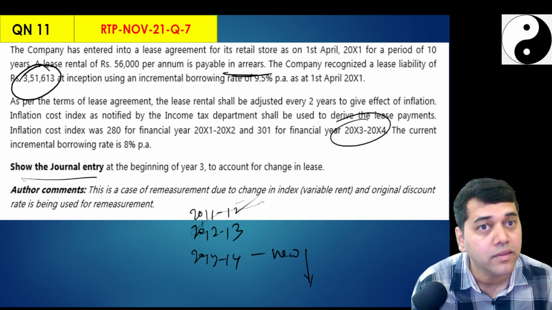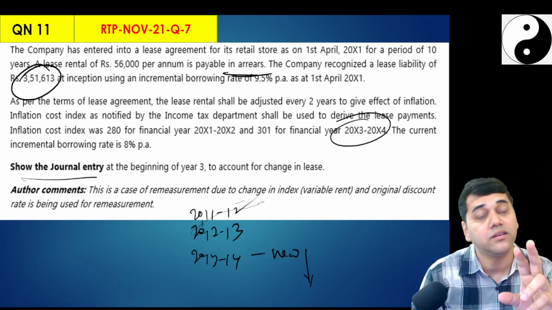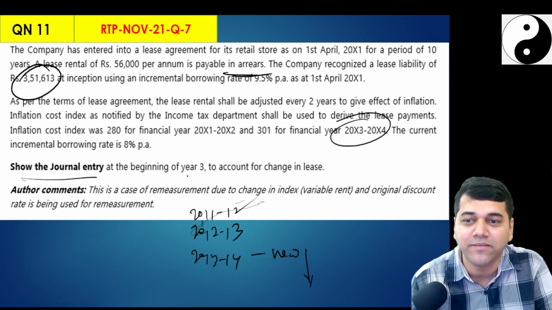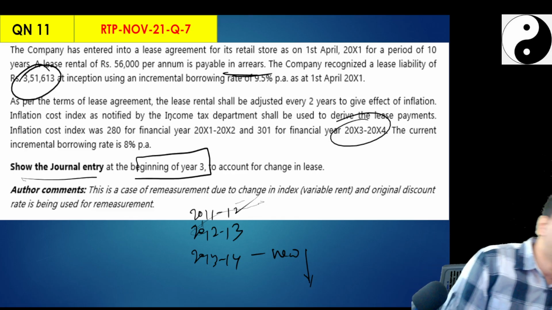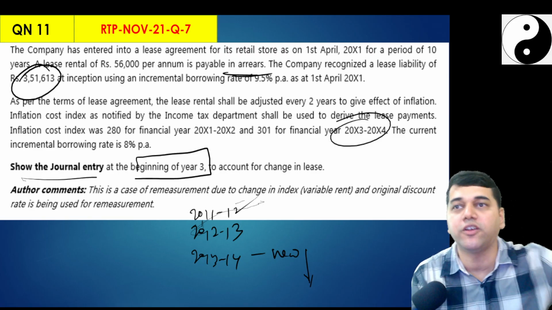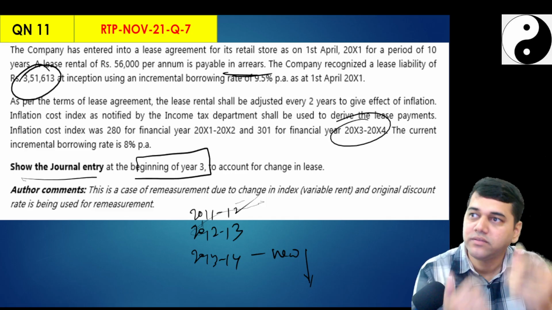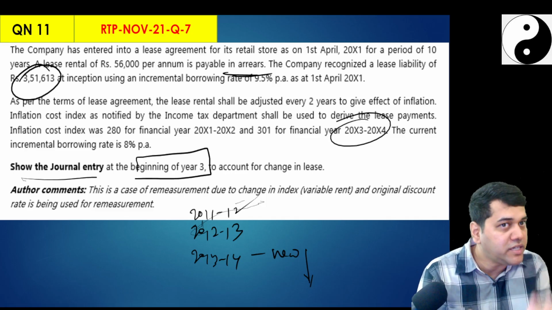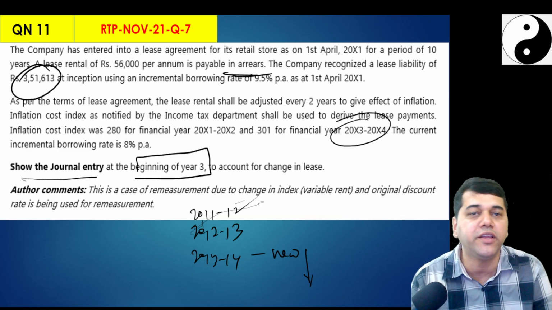Sorry? Beginning of the whatever. When should I pass this entry? Beginning of year 3, because the 2nd year rent you pay. Immediately you know that there is a change from the 3rd year onwards. 1st year rent you paid, 2nd year rent you paid, but the 3rd year beginning only you know. So 2nd year end you pass, or 3rd year beginning you pass.